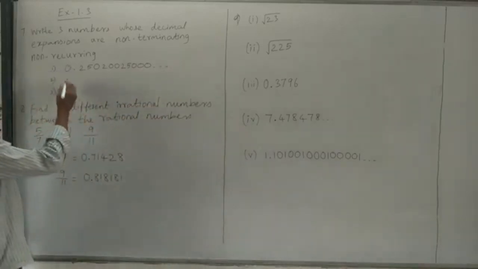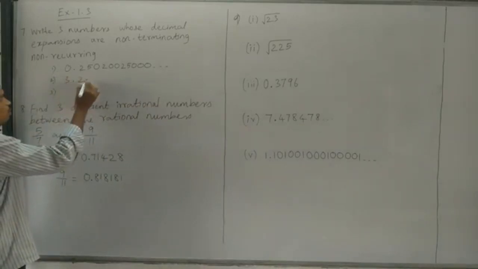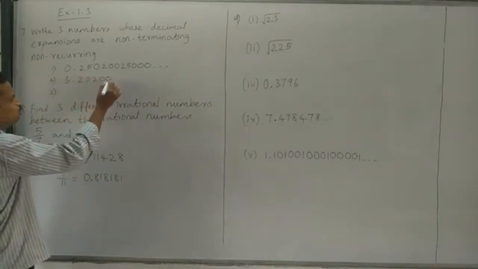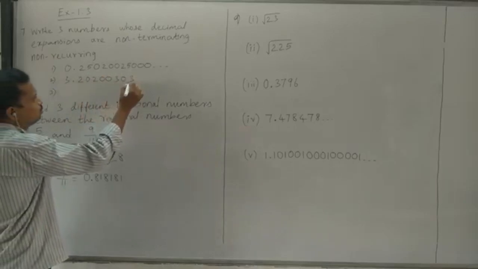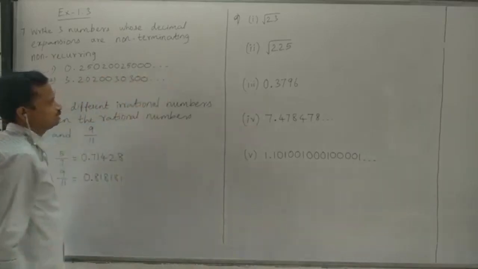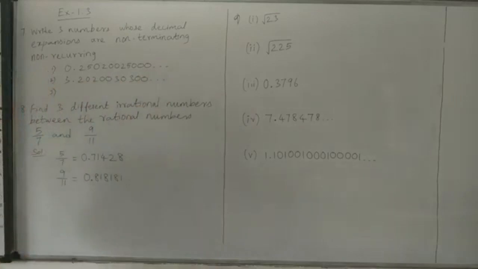And second example, any number you can use. 3.20, 200, 30, 300, etc. Like that it is. So this is also non-terminating, non-repeating.